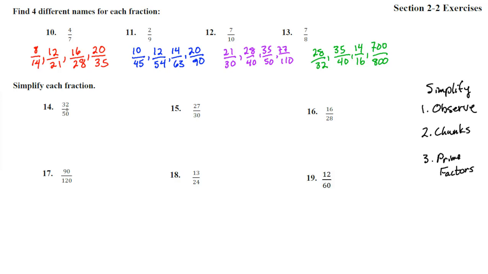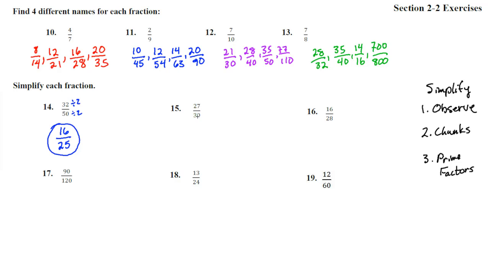Number 14, 32 over 50. Is there anything you see that can go into both of those? They are both even numbers, so let's try a 2. Divide by 2 and divide by 2. So that is 32 divided by 2 is 16, and 50 divided by 2 is 25. That looks like about as far as we can go. Let me see. 16, they've got 4s and 8s that go into that, and that has just 5. So I don't think we can go any further on that one. Number 15, 27 and 30.